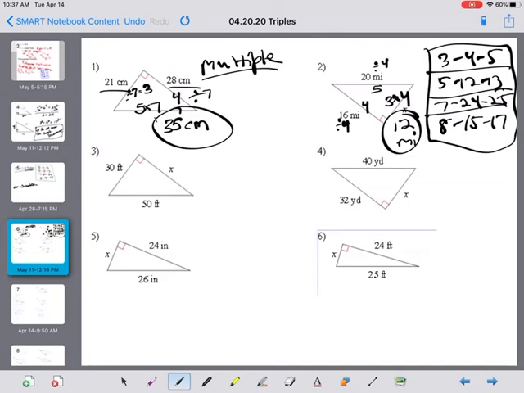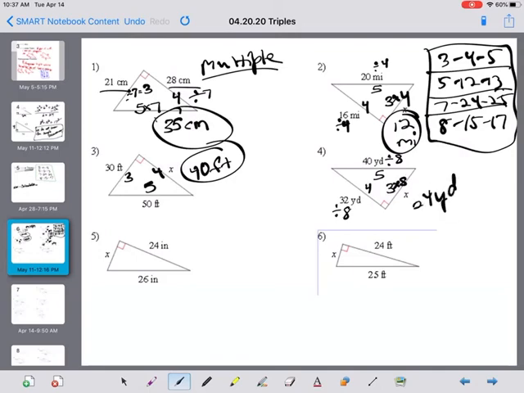Okay, 30 and 50. Oh, they're multiples of 10. So divide by 10. 3, 5. 5 is the hypotenuse, so 4 is the missing side. 40 feet. And then number 4, let's see. I'm seeing a divisible by 4. Also divisible by 8. So let's go with the greater factor. So divided by 8 is 5. Divided by 8 is 4. Oh, 3, 4, 5. So 3 times 8 is 24. Make sure you remember to multiply by that scale factor.